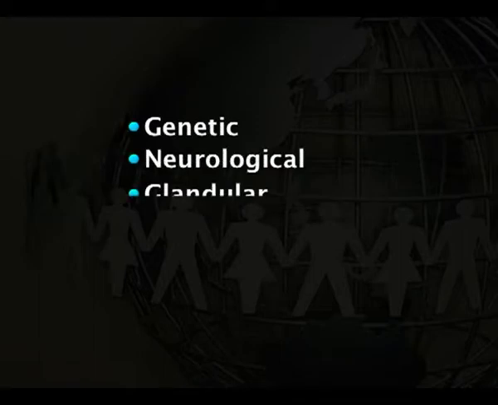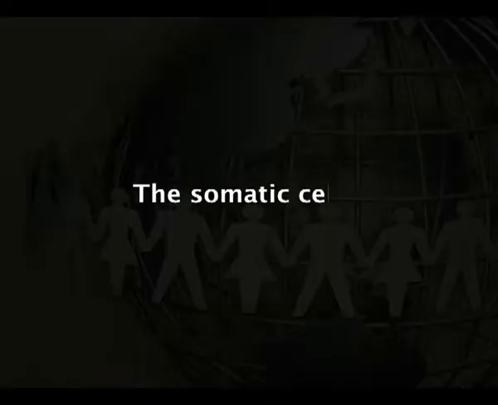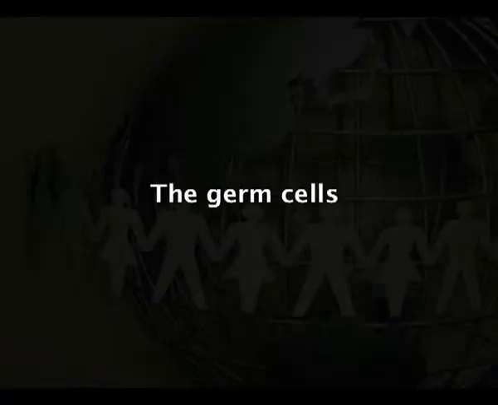Physiological factors: genetic, neurological, glandular, maturation, adaptive capability. These are some of the physiological factors affecting growth and development in the child. Genetic factors. There are two types of cells. The somatic cells develop into internal organs like the brain and other body parts. The germ cells are the reproductive cells which transmit the traits, predispositions, a wide range of characteristics, vulnerabilities and response patterns. These all have an effect on the growth and development of the child.